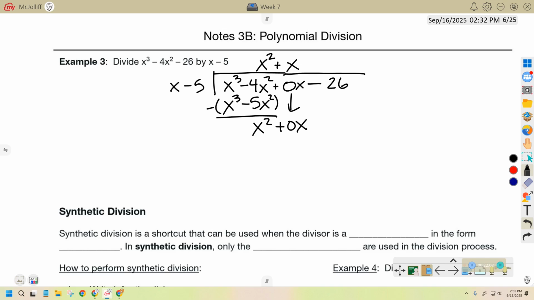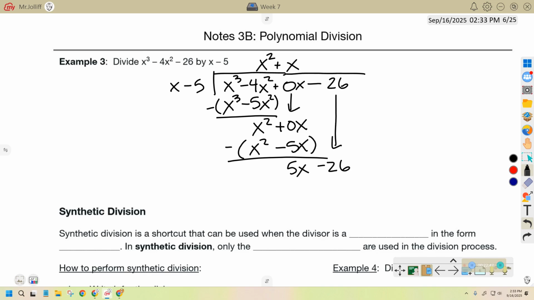We do the multiplication. X times x is x squared. X times negative 5 is minus 5x. What do I do next? X squared minus x squared cancels. 0 minus a minus 5x becomes a plus 5x. Cecilia, what should I do next?